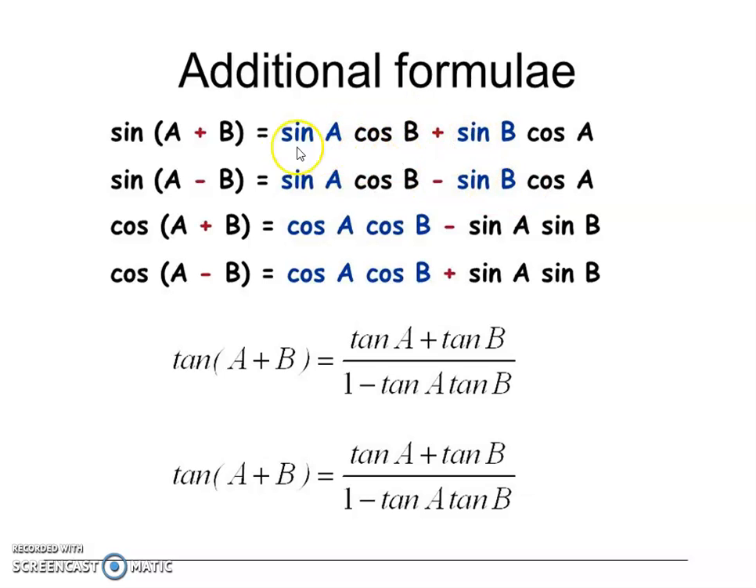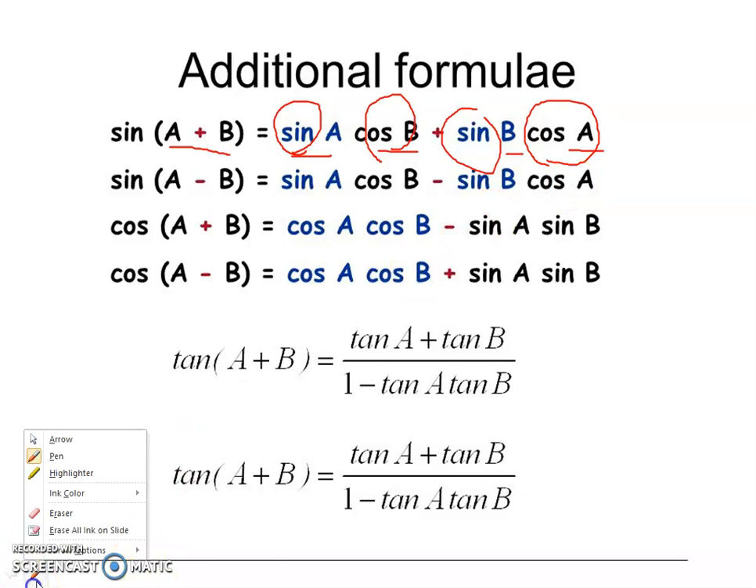Additional formula from trigonometry: sin(A+B) = sin A cos B + sin B cos A. In this formula, the most important thing to remember is the order. For sin(A+B), first is sin A cos B, then sin B cos A, with the order of the signs the same as here. Always remember: sin(A+B) is equal to sin A cos B plus sin B cos A.